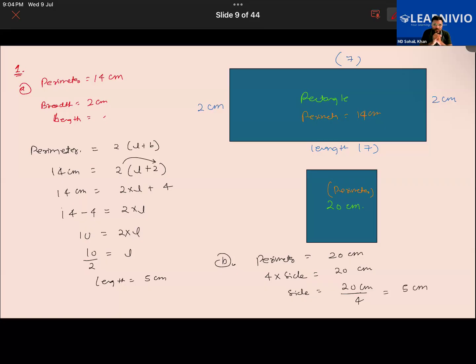Sir, I think the breadth is 4. The question was: perimeter given 12, length 3. I don't think so. Keep this 3 in mind. Length 3 plus 3, 6.